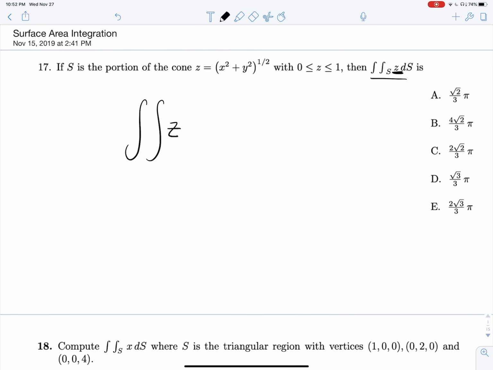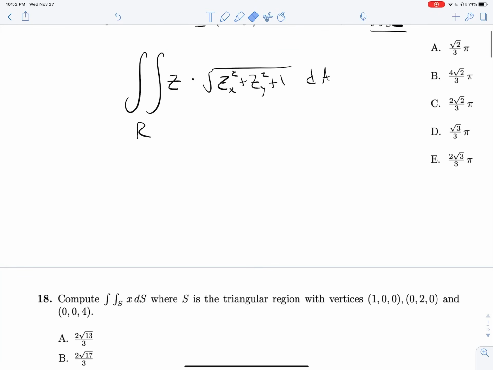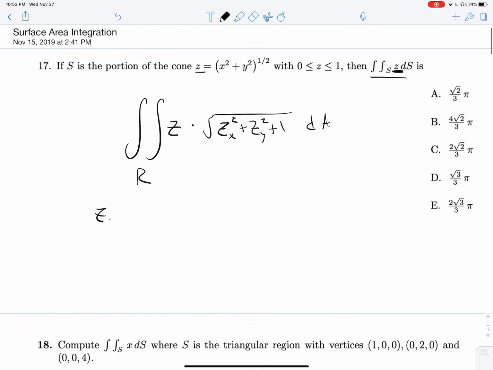In this case it's z. Then we have to multiply by the square root of zx squared plus zy squared plus 1, and then we are done. So let's figure out what this is going to be. Zx is going to be x over root x squared plus y squared, whereas zy is going to be y over root x squared plus y squared.